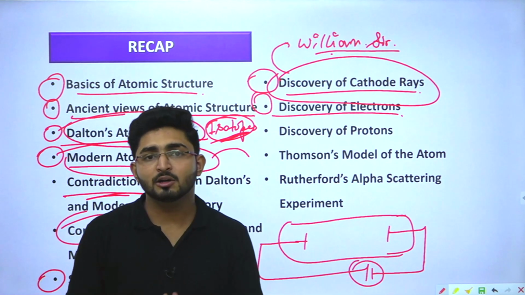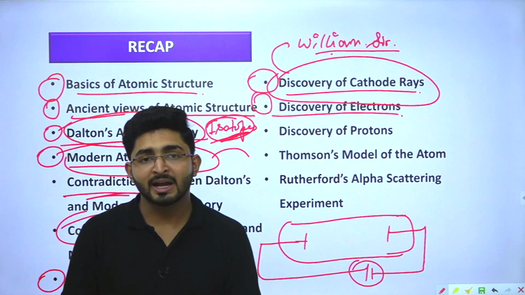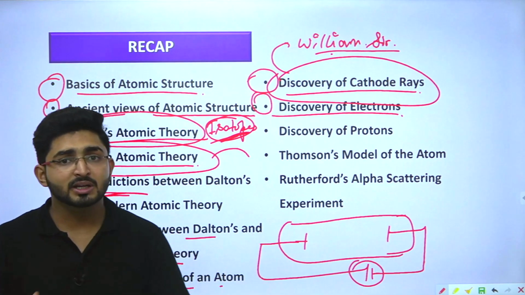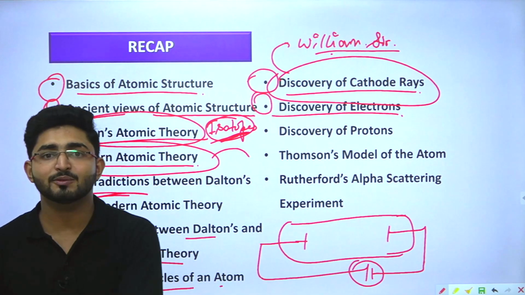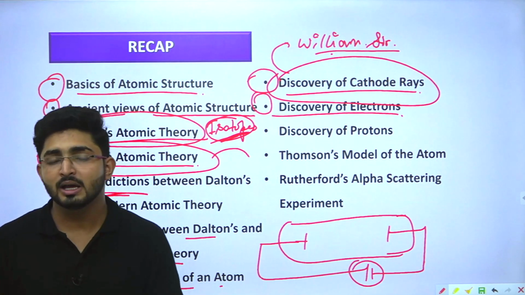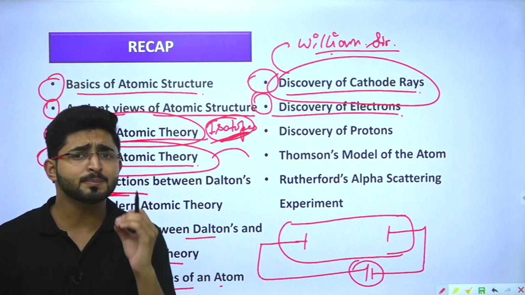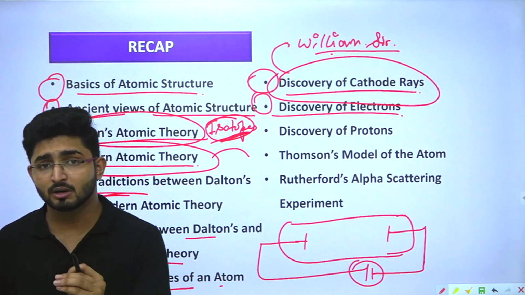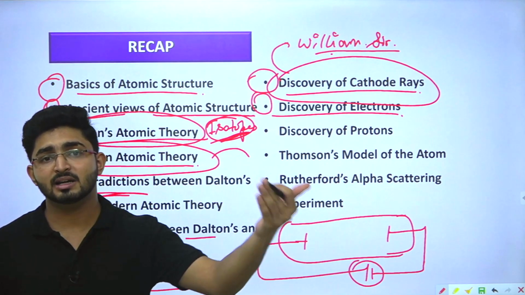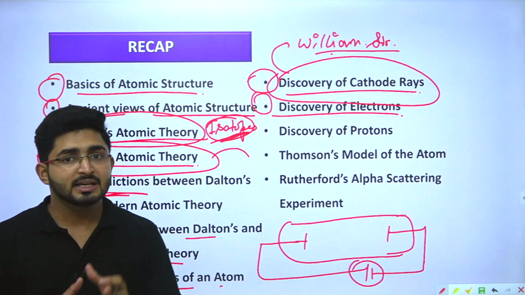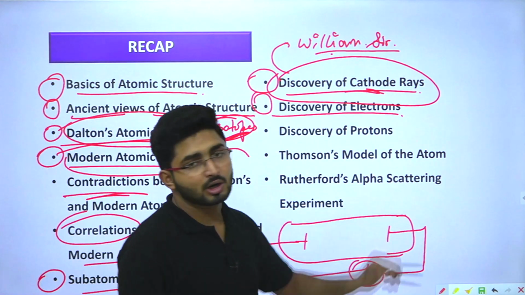Okay, and that glow, he observed that glow, and he concluded that because of the cathode rays, because of some particles that were emitted from cathode electrode, that glow was observed. And that's why he stated that there were some particles that were emitted from cathode, those are striking behind the glass of anode. So that's why he stated the discovery of cathode rays.